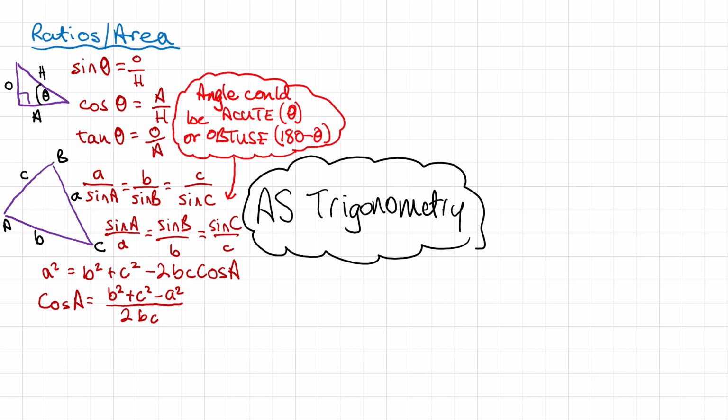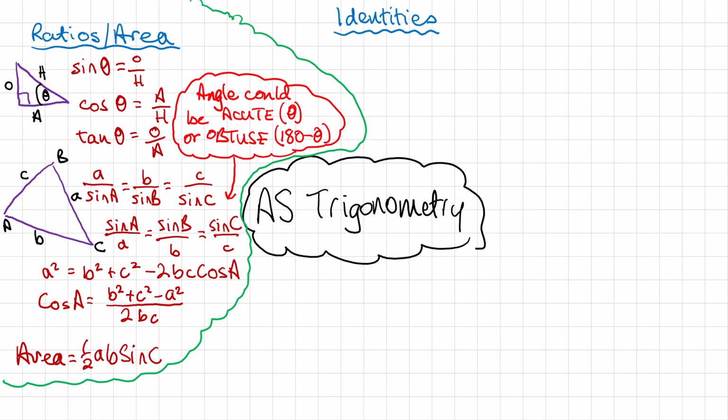Now with the sine rule, you get something called the ambiguous case where the angle could actually be acute or obtuse. So if you've got the acute angle, all we do is 180 minus that acute angle to find the obtuse angle. Or if we have the obtuse angle, again we just do 180 minus the obtuse angle, and that will give us the acute angle. And then we finish off the ratios and area with the area of a triangle giving us half ab sine C, and the a, b and C relate to this triangle here.